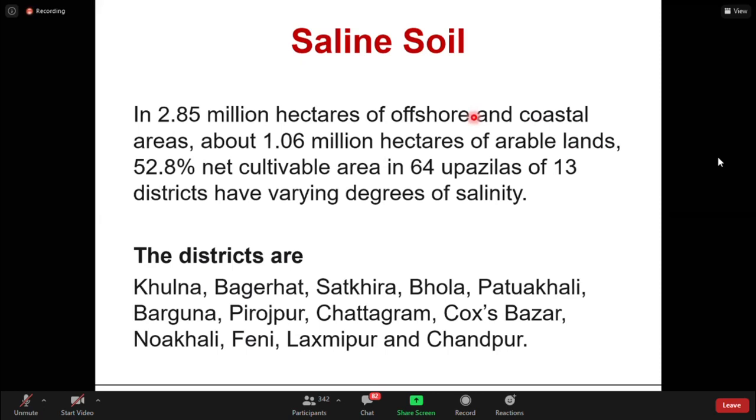1.06 million hectares. So we are saying that out of the 2.85 million hectares of our coastal belt, 1.06 million hectares is salinity affected. And what is the time for that? During the dry season, not the wet season. So 1.06 million hectares is our salinity affected area.